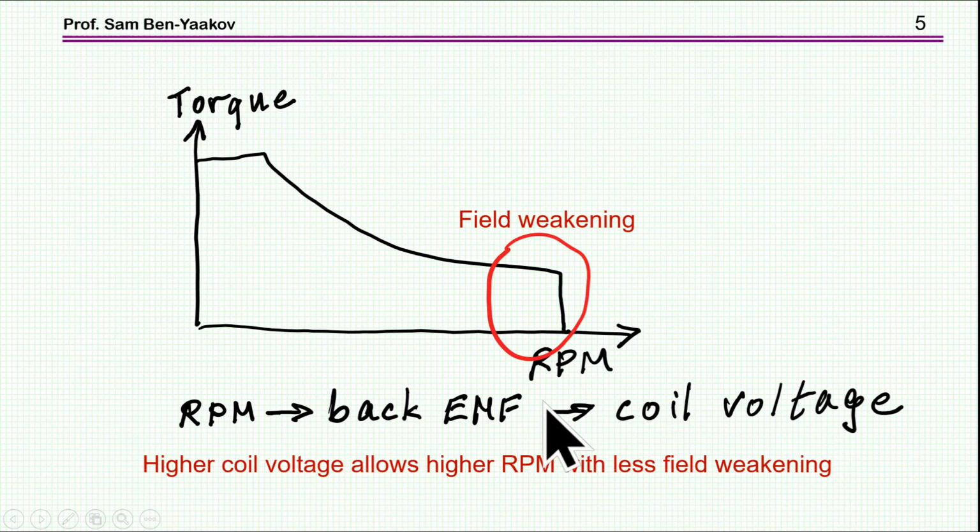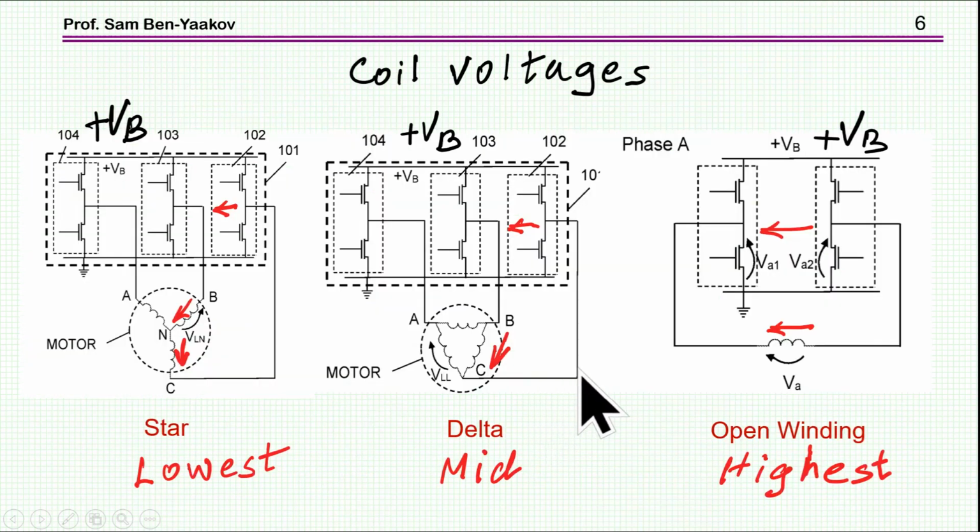Why is it that the connection matters? Because the voltage that you'll have on the coil depends on the connection. The best situation is here. We have a full bridge driving a coil independently, and I'm going to discuss it a little bit later to find out the exact values, but clearly the voltage that you can get here across the coil is the highest.